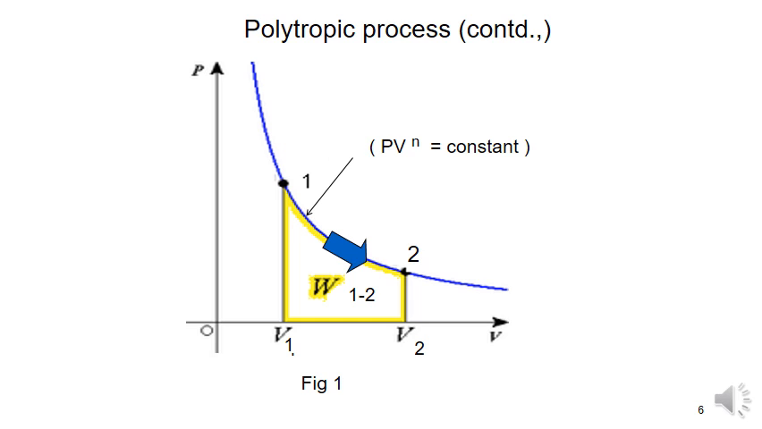So this is a PV graph. As the volume is increasing, the pressure is decreasing. So this is the first state, and the second state is whatever it is, and the work done is between state 1 and state 2. PV^n is equal to constant.